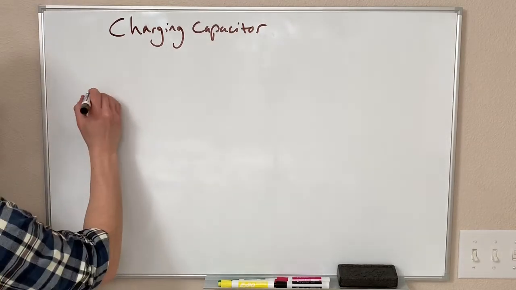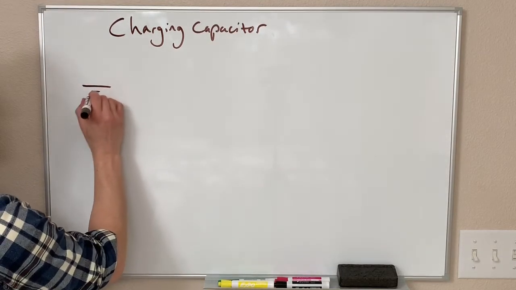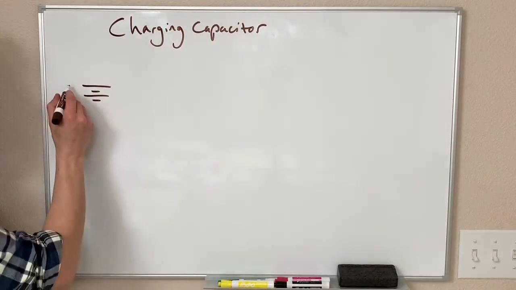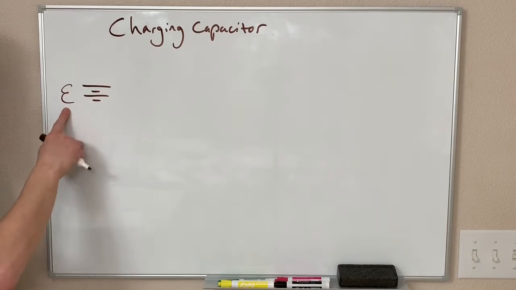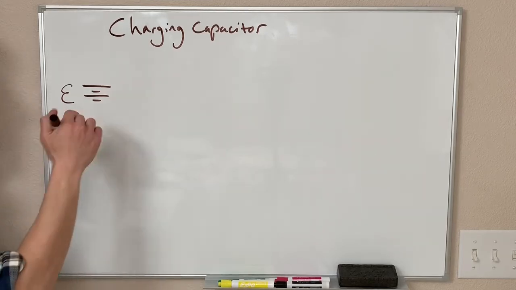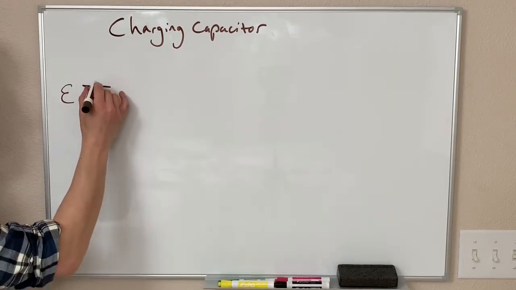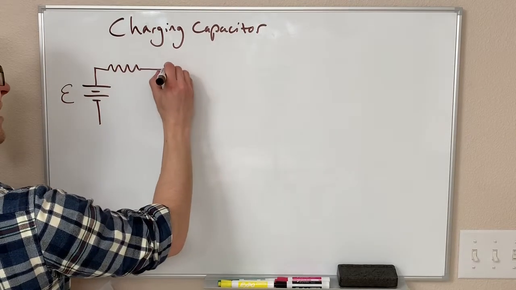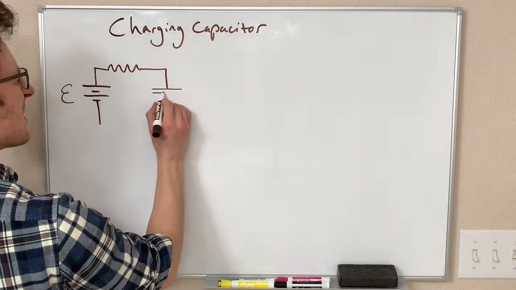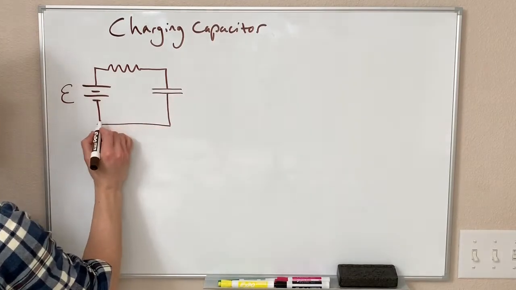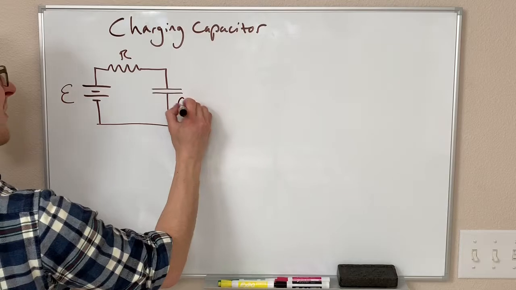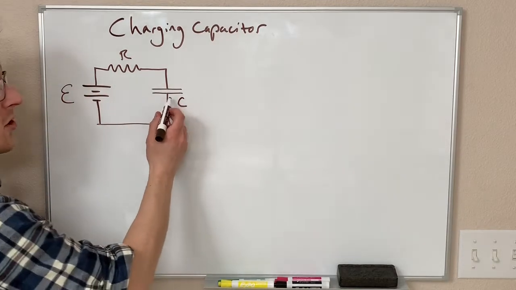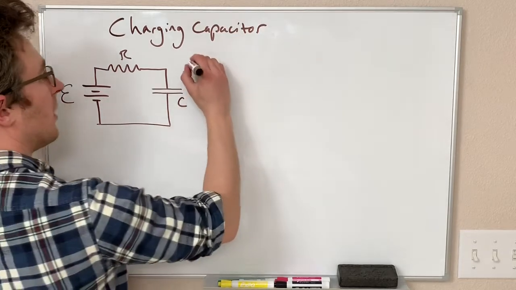So let's say we have something like this. We have a voltage source, and to keep things clear, I am going to use our epsilon EMF variable for the battery voltage. And then let's say we have this connected to a resistor, and in turn that is connected to a capacitor, and then the circuit is completed. So we have some voltage source, we have a resistor, we have a capacitor, and the capacitor is starting out with no charge on it.